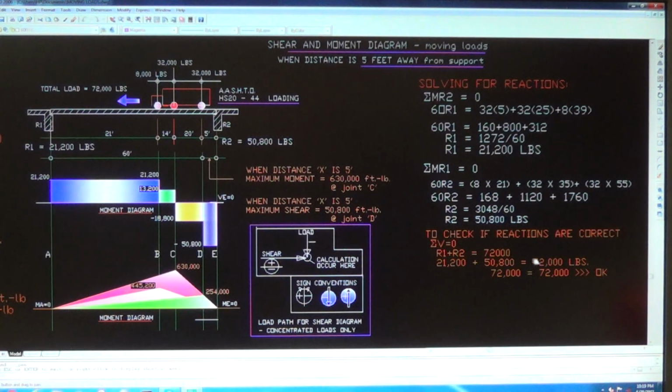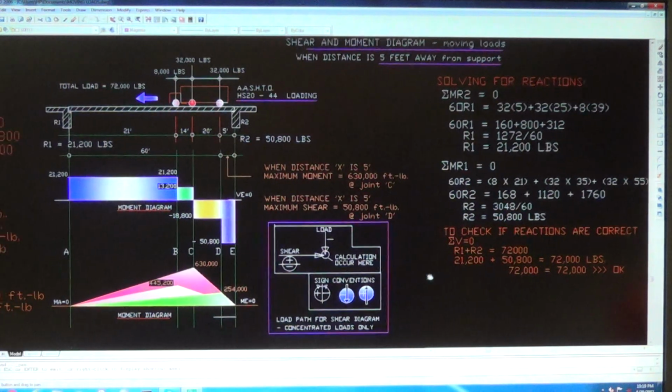Therefore reactions are correct. You never have to continue when you have an error here. Okay, you have to go back. But since this is equal, use the moment only, okay, to solve for reactions. Never mix this up with the vertical forces. Okay, moments only. Alright, so now we have reaction. Reaction is correct.